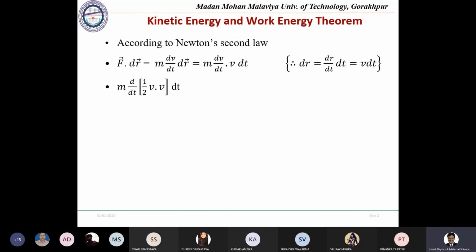Deepmala, is she there or not? Yes, sir. How are we writing this equation? Can you tell me? That m d by dt of 1 upon 2 v dot v dt, how are we writing this for the above equation?